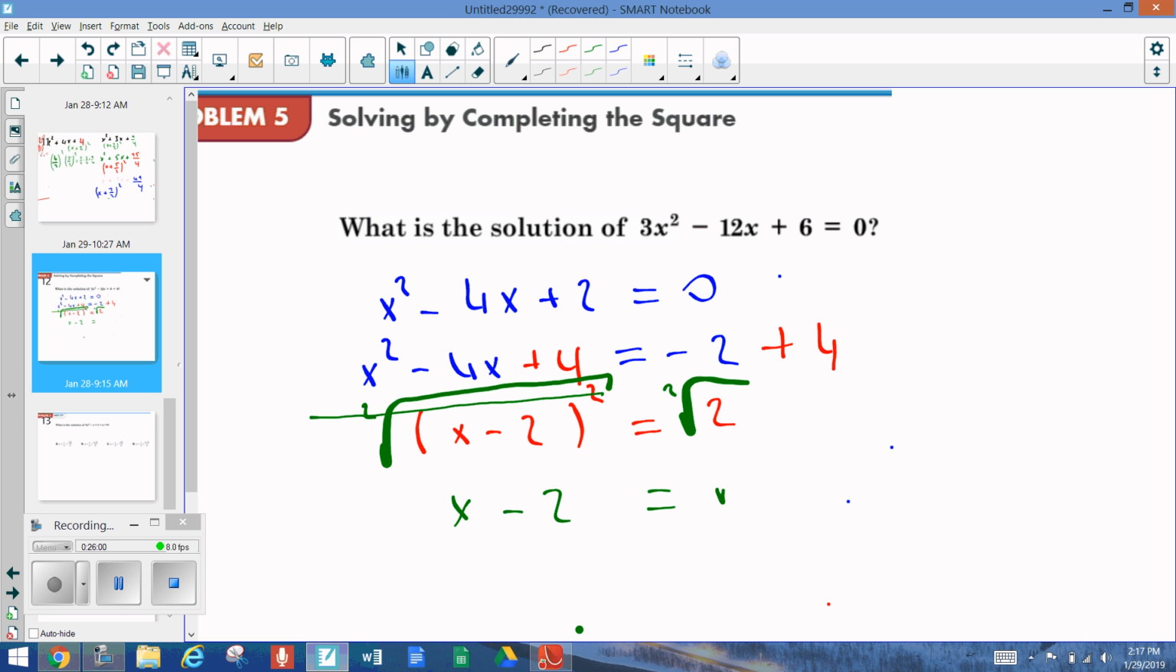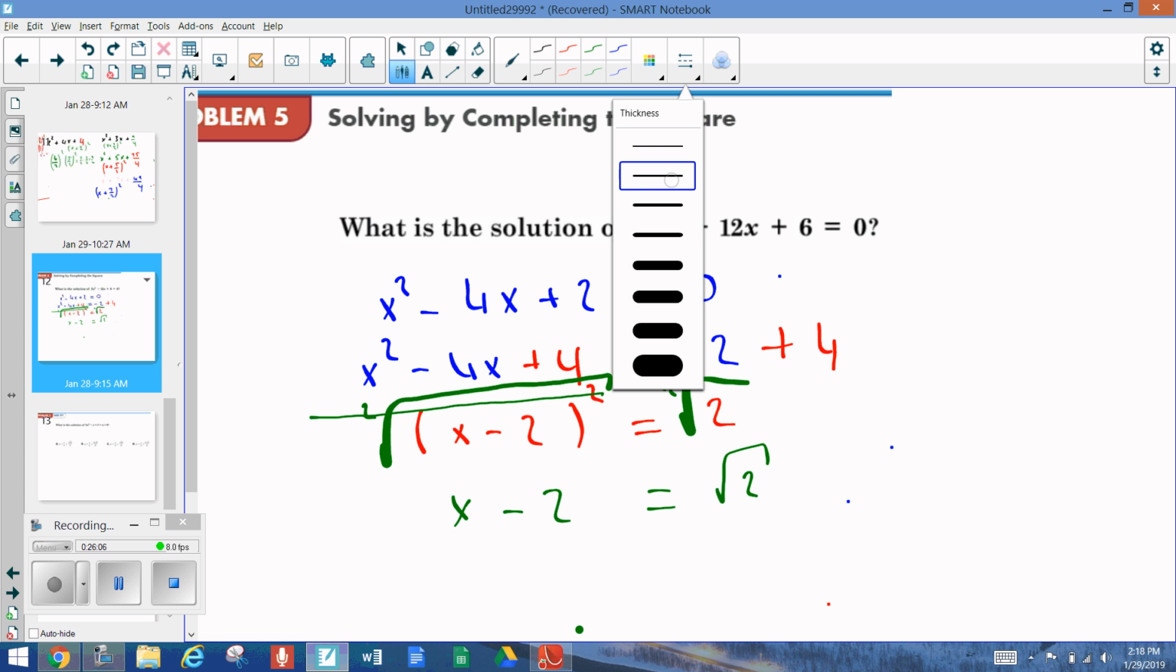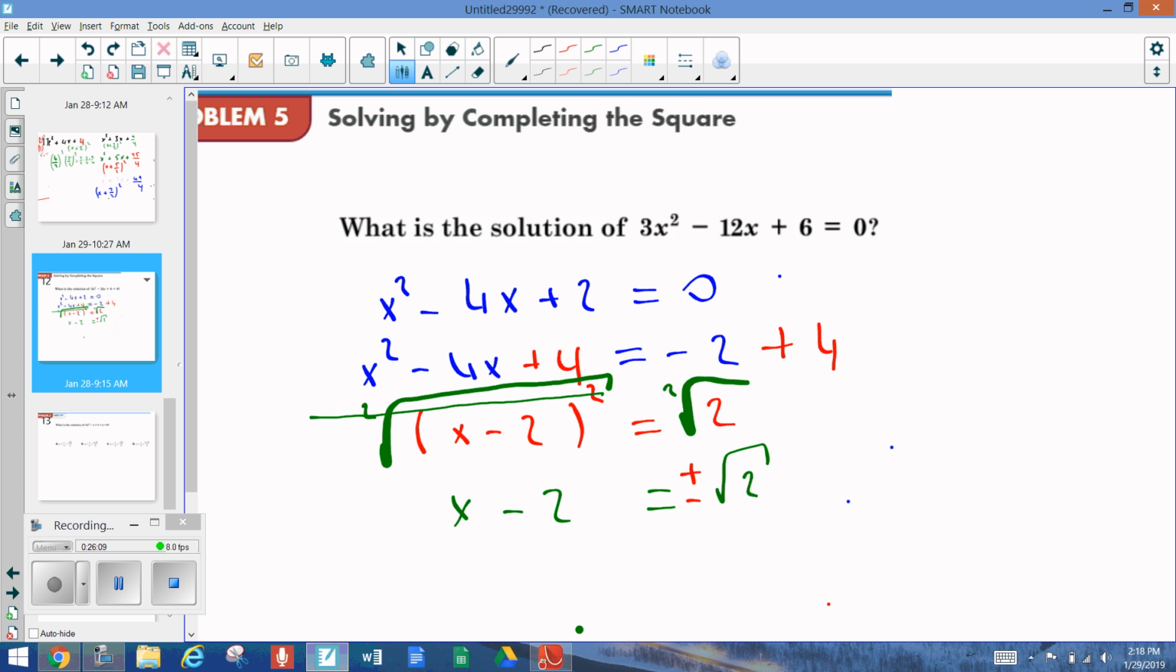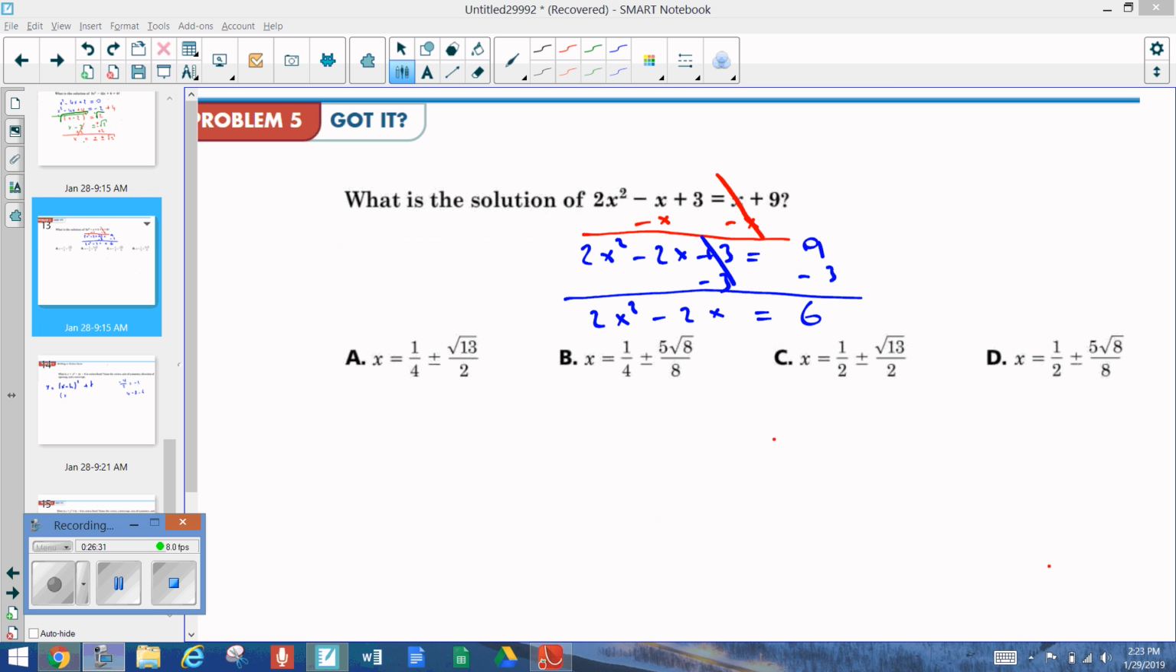X minus 2 is equal to square root of 2 is not correct because I forgot to write there what? Because plus minus root 2. Now solve for x. How to solve for x? Plus 2 cancels out. X is equal to 2 plus minus root 2. You can leave it as it is. That's fine. Any question? Okay. So what did I do? I have collected x's on the left hand side. I have collected the numbers on the right hand side. It's time to divide everything by 2.